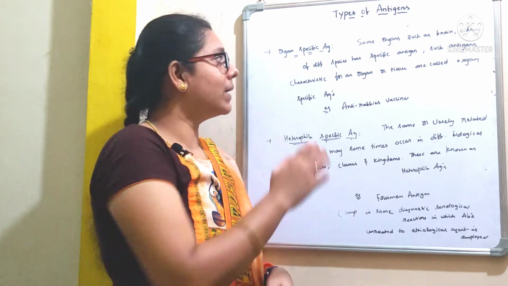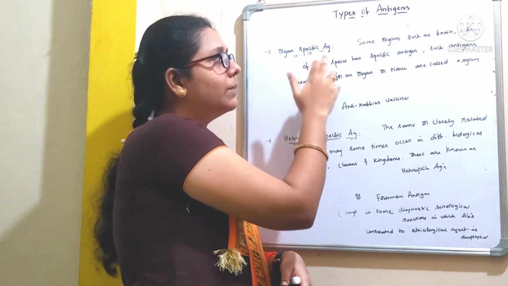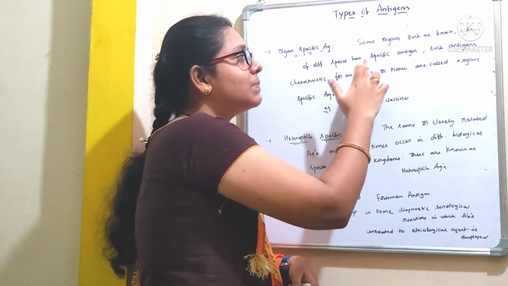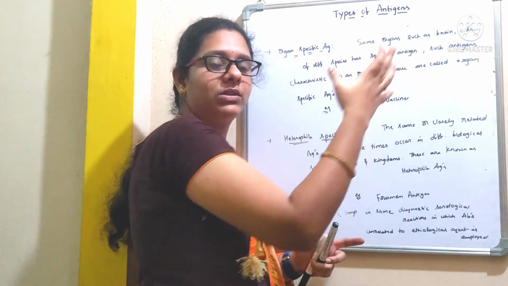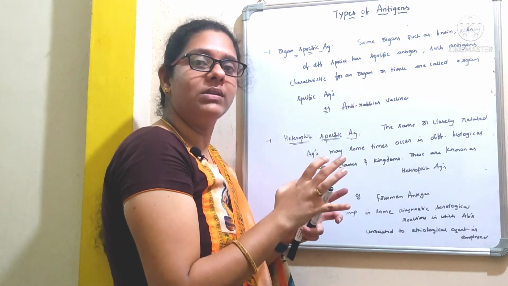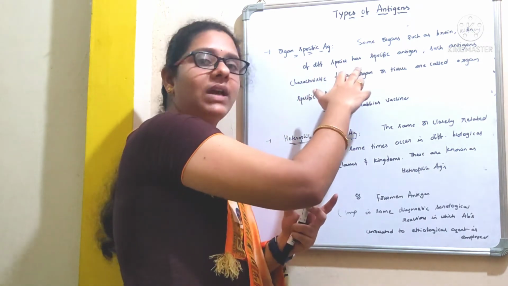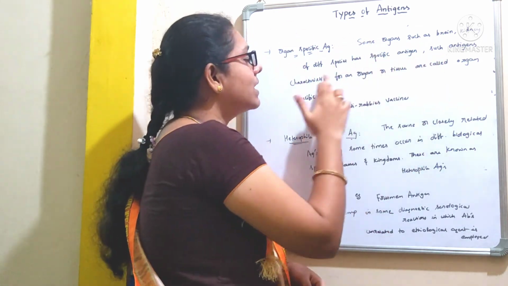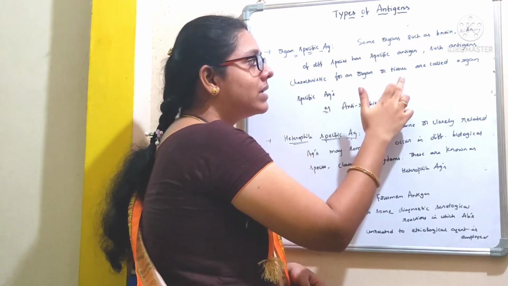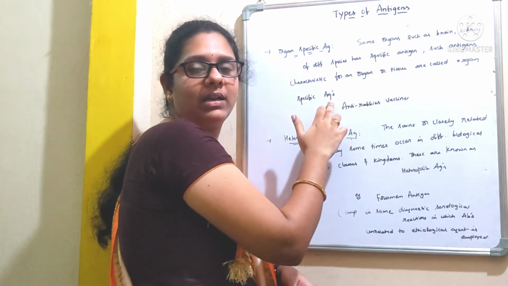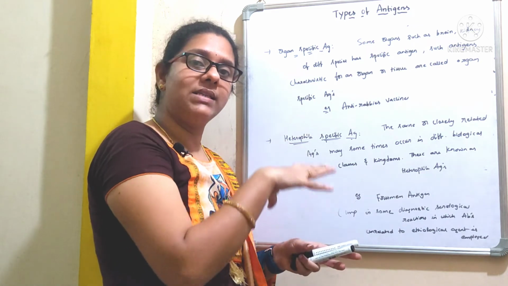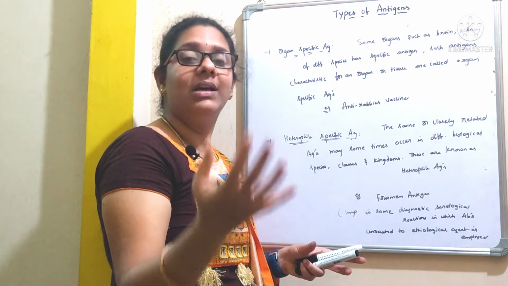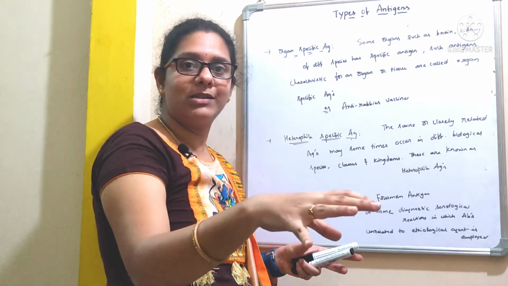Coming to the other type, that is organ-specific antigens. Some organs such as brain and kidney of different species have specific antigens. See here, different species. For example, if we take human beings, our organs will have specific antigens which are different from the other species' organs. Such antigens characteristic for an organ or tissue are called organ-specific antigens. If the antigens that were isolated from the brain or kidney of one species are introduced into another species, they will act as foreign to that particular species, right?